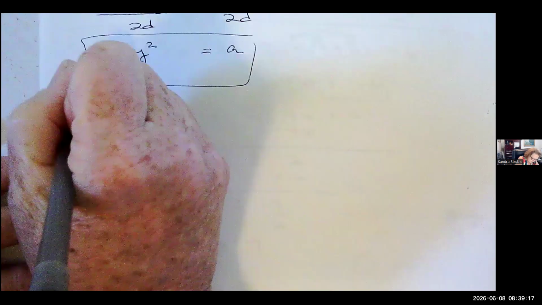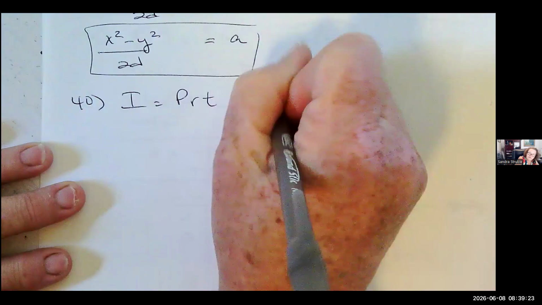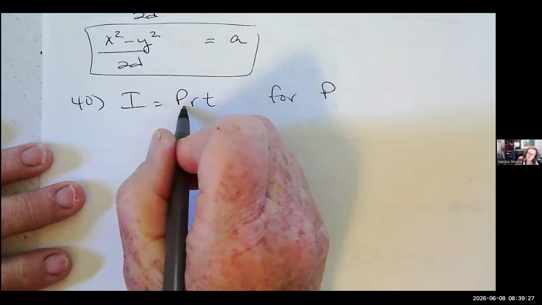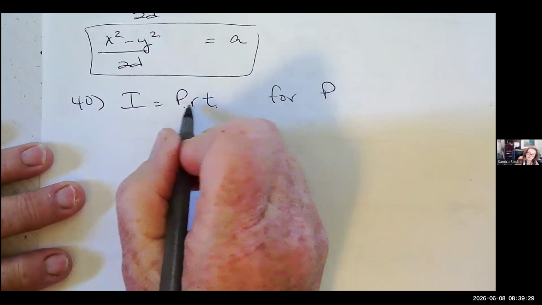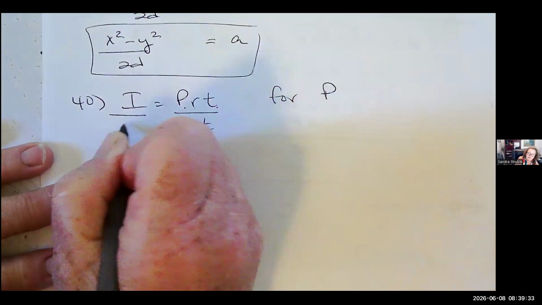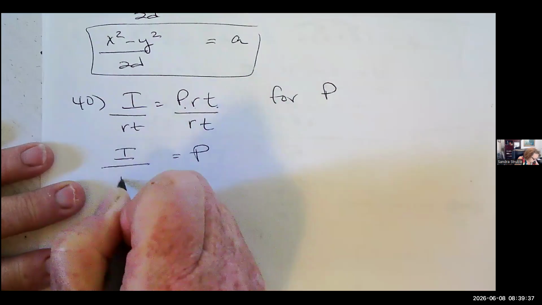40, I equals PRT. We're solving for P. All right, well, these are all multiplied, so to remove them, we are going to have to divide both sides by RT. So P is equal to I divided by RT.